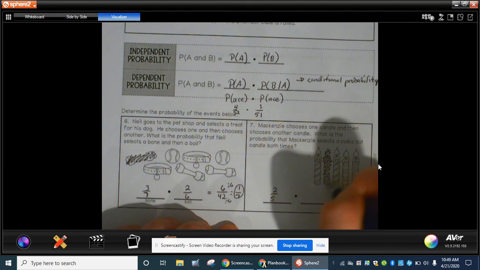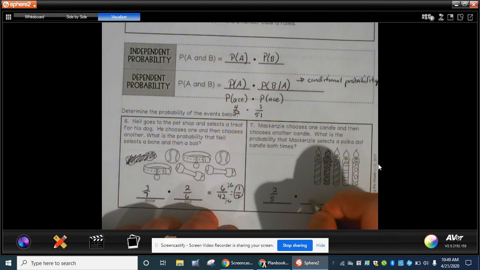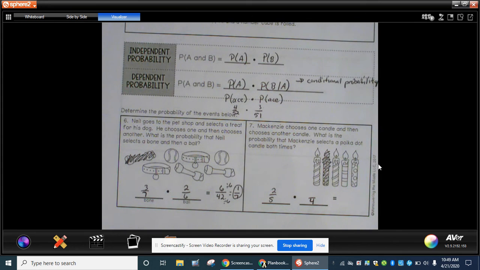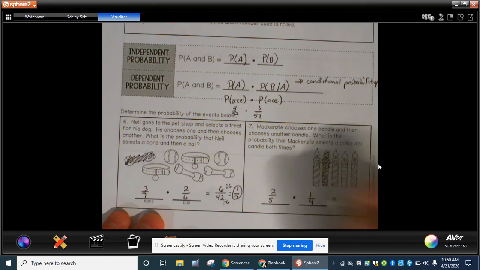Let's say that she picked a polka dot candle. So now I have one less candle to choose from. We're still trying to choose a polka dot candle again in the next event. So I have 4 candles left, and we got 1 candle left that is polka dot.